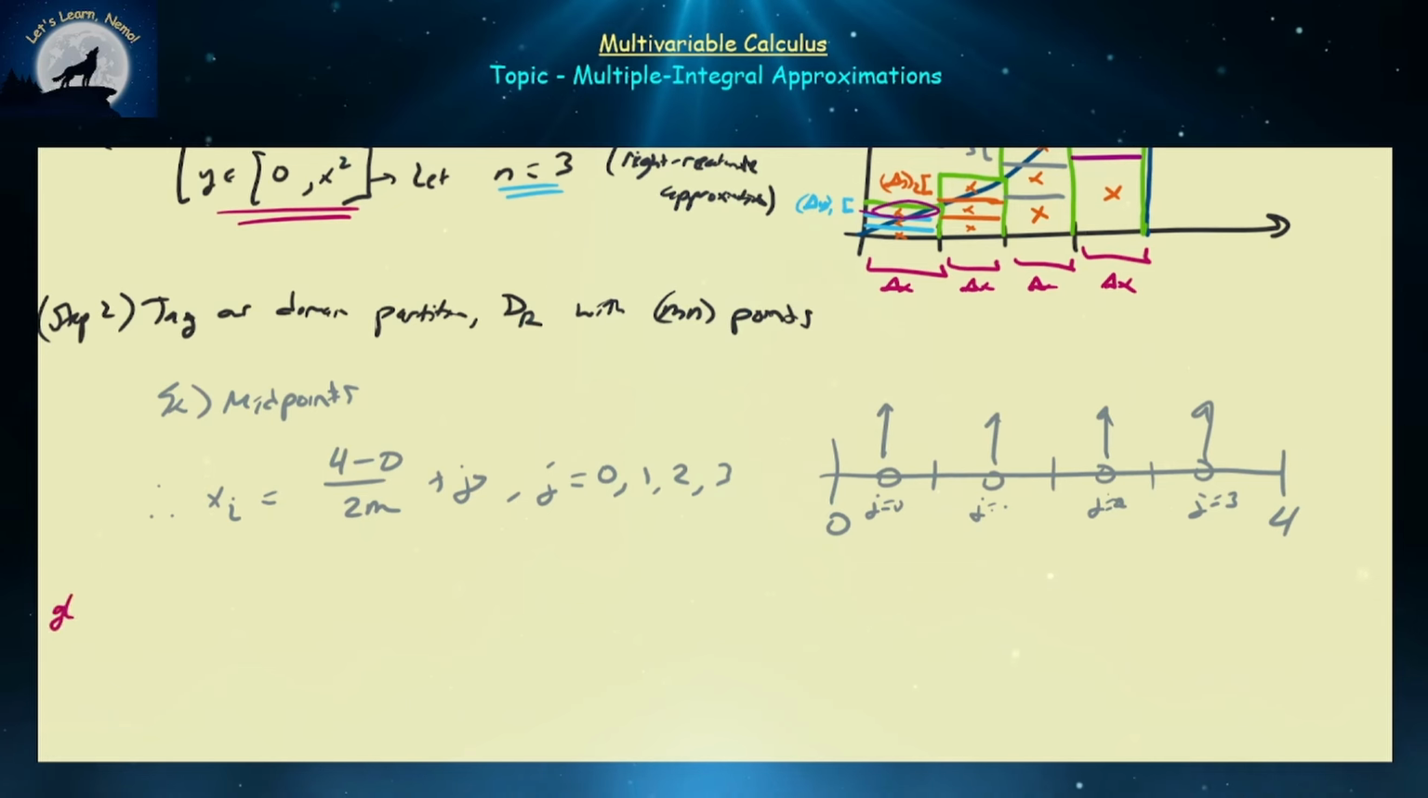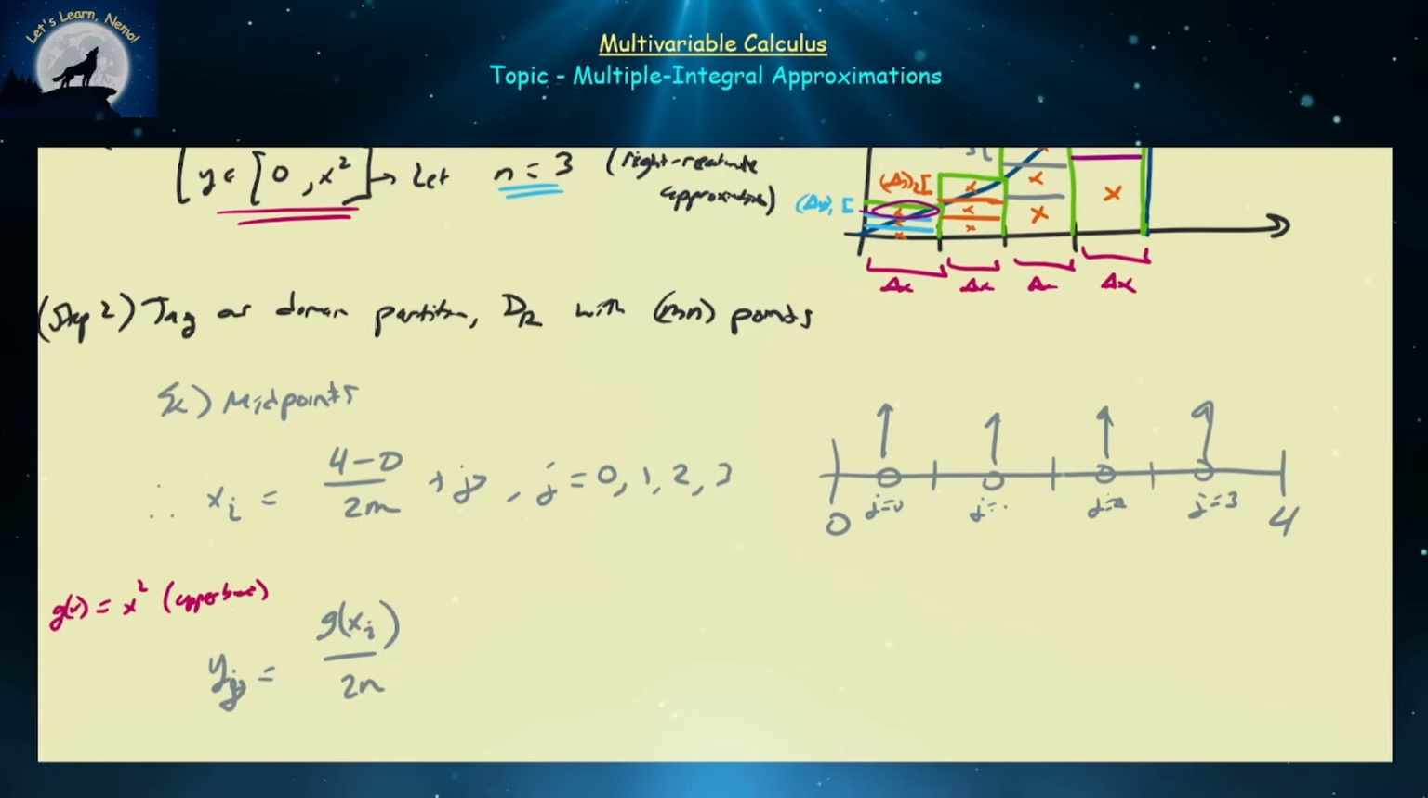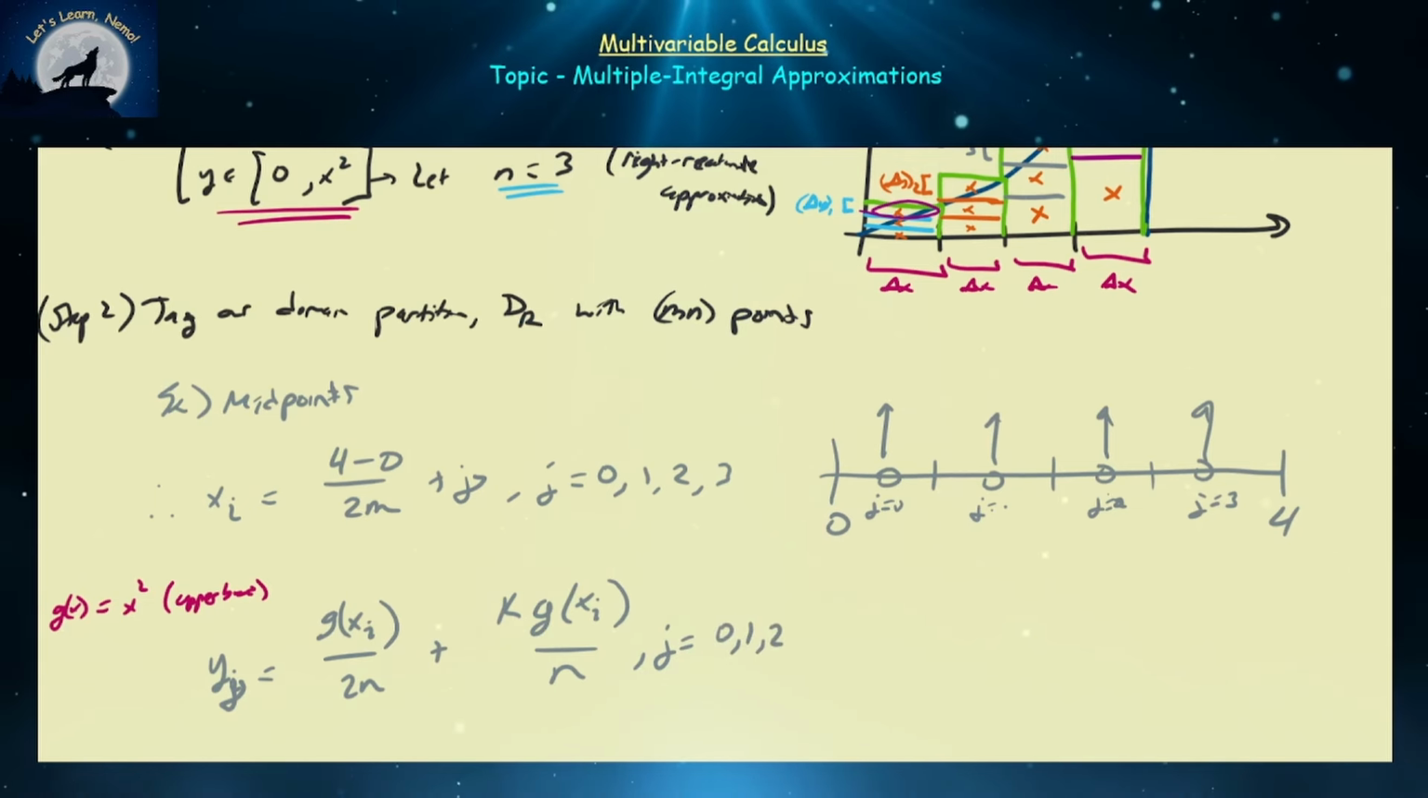And now let's introduce a little bit of notation. Let g of x be equal to x squared. So this is going to be our upper bound for our heights. And then we're going to let y_j be equal to g of our xi divided by, and let's use a subscript of j, so obviously that can be independent, plus k times g of xi all over n. So what we're doing in this particular picture, and here j is going to be equal to 0, 1, and 2 since we're using 3.